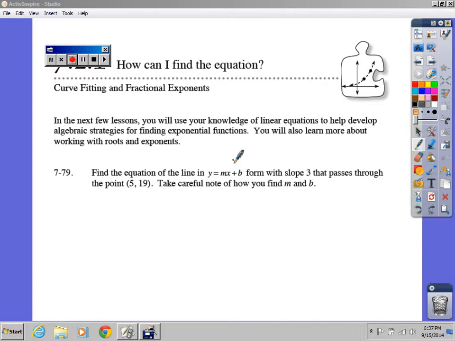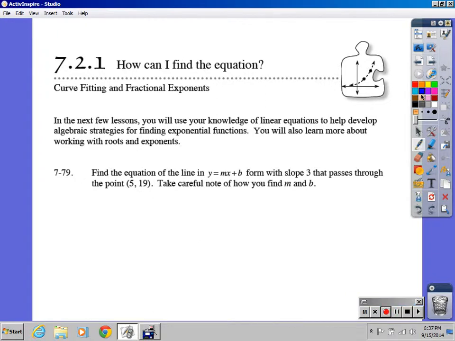Okay, here we are with lesson 7.2.1. How can I find the equation? This is something we've been talking about for quite some time. Then the first problem here, 7-79. Find the equation of the line in y equals mx plus b form with a slope of 3 that passes through the point (5, 19). So we have a point and we have a slope.